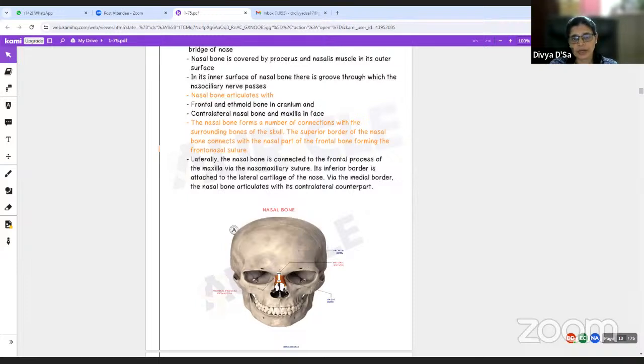So the superior border of this nasal bone connects with the nasal part of the frontal bone, forming the frontonasal suture. Laterally, the nasal bone is connected to the frontal process of the maxilla, here you can see, via the nasomaxillary suture. This is the inferior border, and the inferior border will be attached to the cartilages, that is the lateral nasal cartilages.